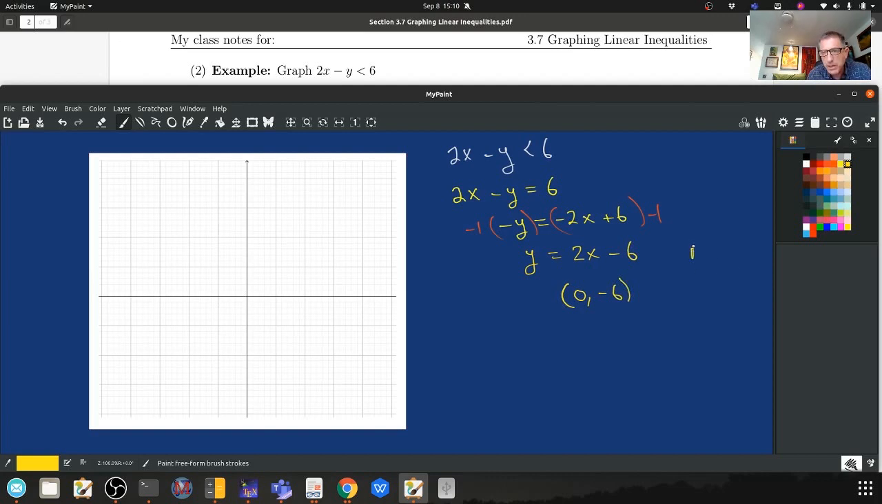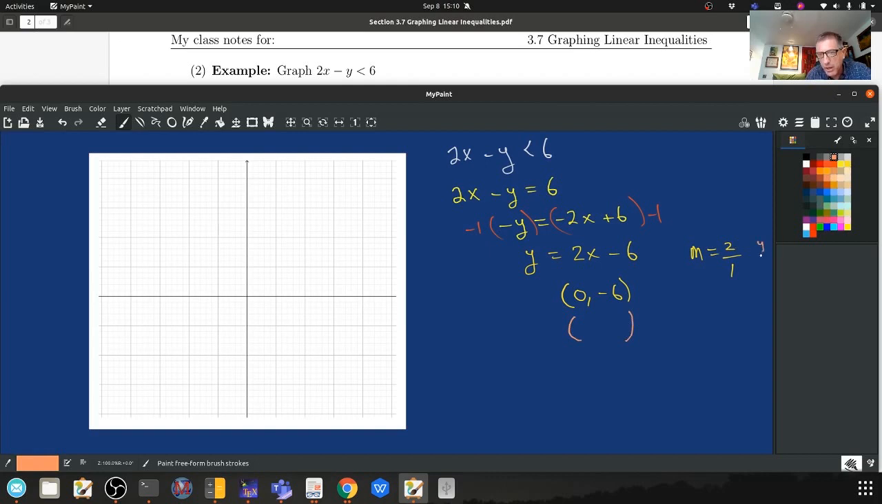And what is the slope? That's 2 over 1. So how did I get this point right here? Because this is slope y-intercept form. So I'm going to use the adder point method to get another point, and the adder point is going to be taken from my slope.